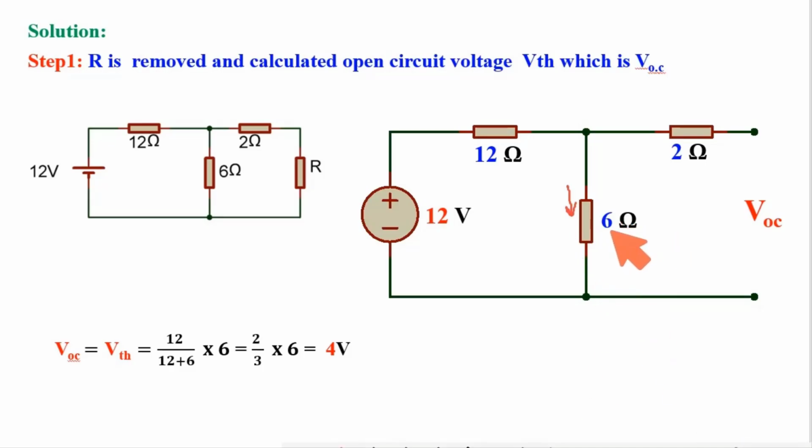So to find the potential across this 6 ohm resistance, I need to know the value of current flowing through this 6 ohm resistance. That current multiplied by this 6 ohm is the potential drop across this 6 ohm resistance. Now what is this current?